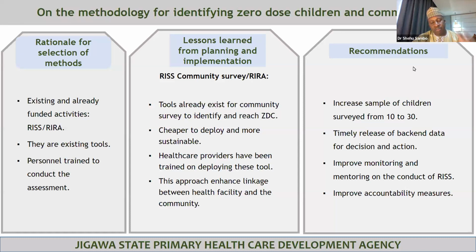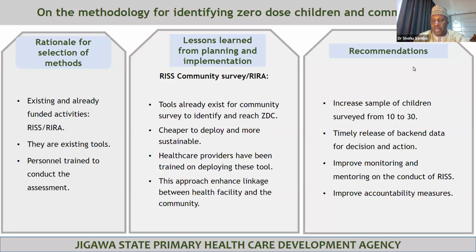The state actually developed this into the plan as a response to what we get out of the lot quality assurance sampling that comes out every quarter, where this supportive supervision happens every week. RIRA happens every 2 or 3 months in the state, depending on the plan.